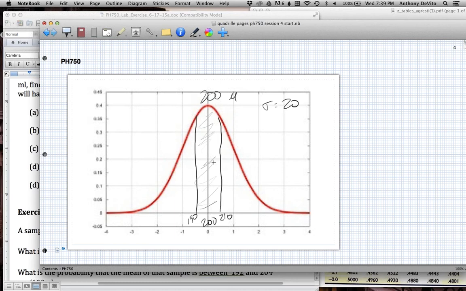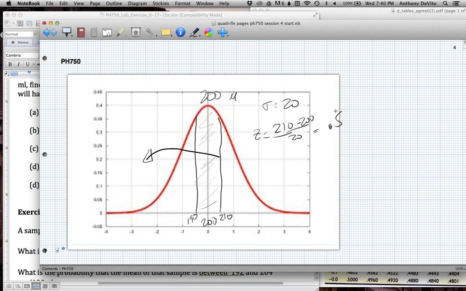Well, we don't have a table that measures the middle, right? Actually, to tell you the truth, there are a couple of tables that do that. They give you the area from a point to the z-score in the middle. We don't have that. So how are we going to do this? Well, I'm going to do 210 first. The area to the left of 210, because that's what the table gives me, is going to be, let's see what the z-score is. 210 minus 200 over 20. The z-score is equal to 0.5.